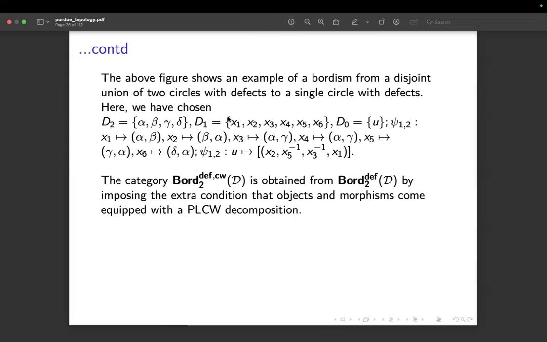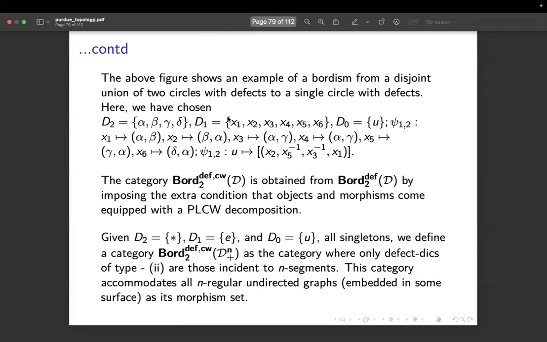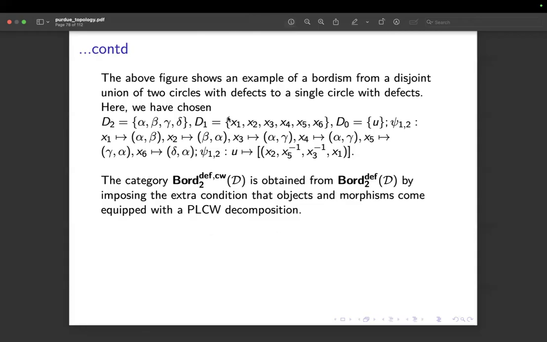Okay, so the category Bord2^def,CW is obtained from Bord2^def,D by imposing the extra condition that objects and morphisms come equipped with a PL-CW decomposition. This is short for piecewise linear CW decomposition, and it has the property that it is more general than CW decomposition, but less general than the usual convex or polyhedral decomposition. So for example, the famous CW decomposition of a sphere with a single 0-cell and a single 2-cell is a CW decomposition, but it's not a PL-CW decomposition.